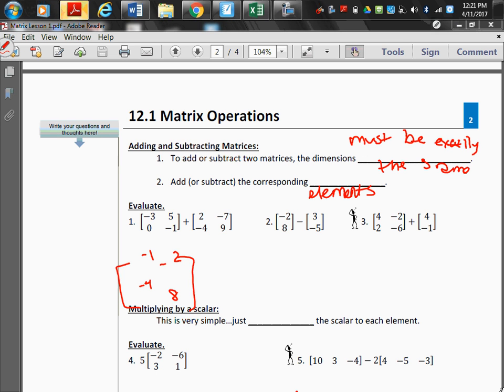So you add or subtract your corresponding elements. So that's all you're doing. We're going all the way back to first and second grade where we're adding and subtracting. Very, very simple. All you have to do is match up your elements and then add or subtract them.